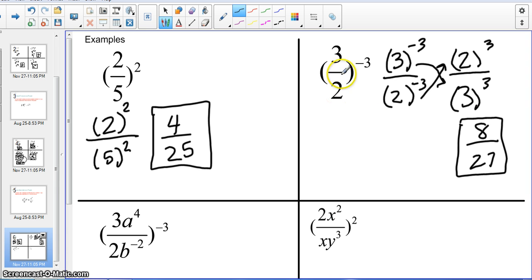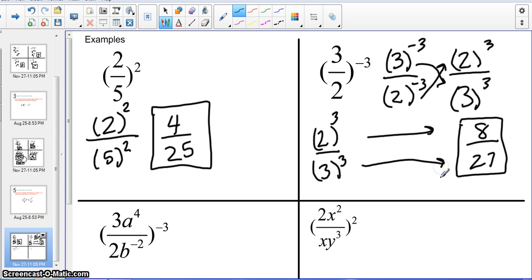Another way we could solve that is we could have flipped these numbers right away because I had a negative exponent. So what I could do is just automatically flip those numbers. Those numbers inside the parentheses, they stay the exact same because all we're doing is we're trying to make this a positive exponent. So it becomes 2 to the third all over 3 to the third. If you look, 2 to the third is 8. 3 to the third is 27. Same exact answer.